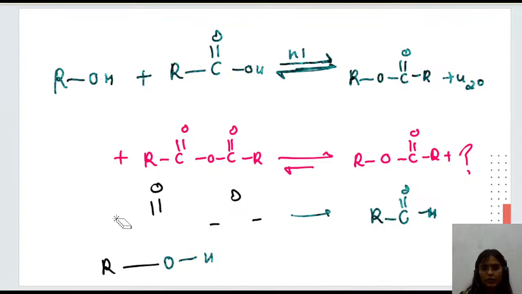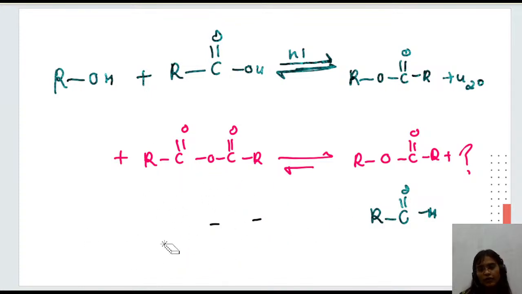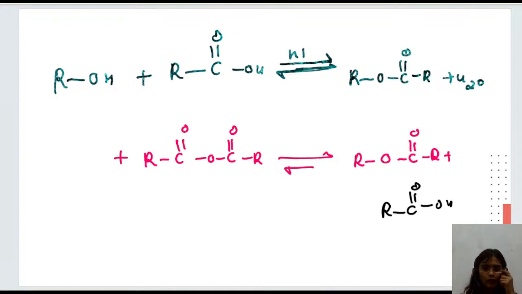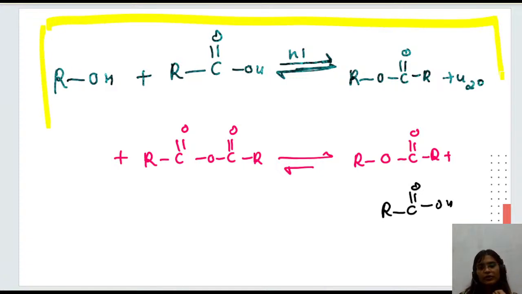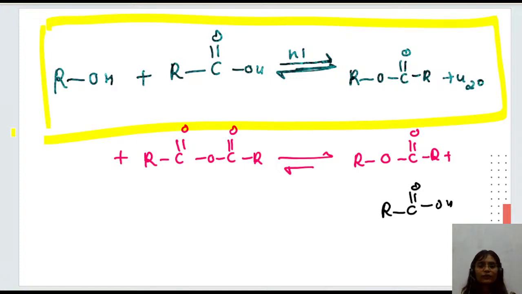So let me just erase this. Simple, there is a formation of acid. So how about the acid RCOOH? Now my next question to you. What if I want to increase the rate of reaction because it's an equilibrium reaction? So how to achieve it? How to increase the rate of this reaction?